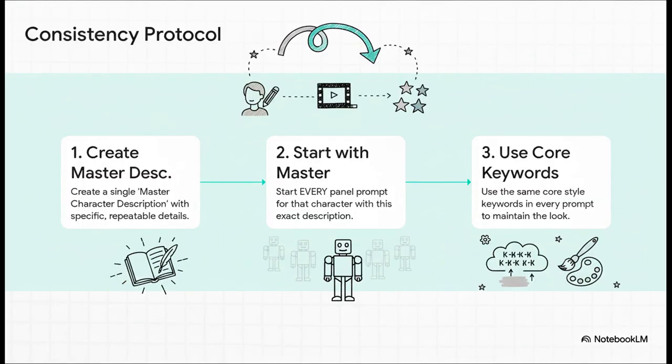So how in the world do we fix this? We use what I call the character consistency protocol. It's super simple. You create one master character description with very specific repeatable details. Then, and this is the important part, you copy and paste that exact text at the beginning of every single prompt for that character. It sounds almost too easy, but trust me, the simple discipline is the key. It will save you hours of re-rolling.